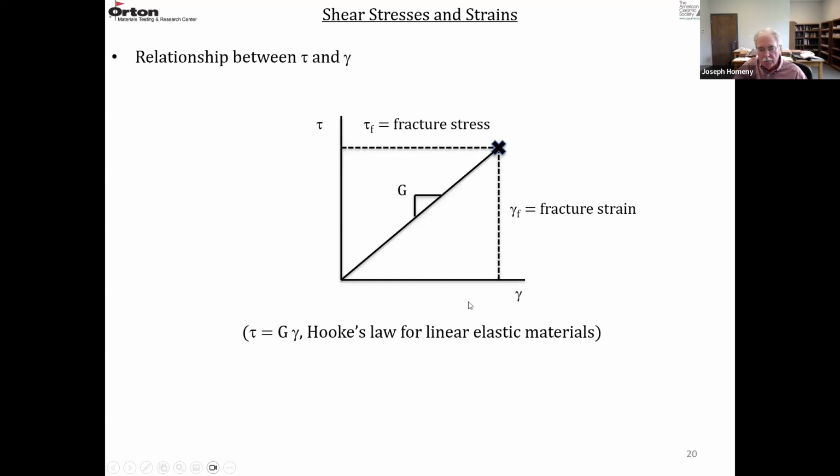So if you set up an experiment where you apply a shear stress to a material and measure the shear strain, you get a stress-strain plot that looks like this. When it's linear elastic, the slope is the shear modulus G. Ultimately, you'll have failure at a fracture strain gamma F or a fracture stress tau F. And since this is linear elastic, it obeys Hooke's law. So tau equals G gamma.